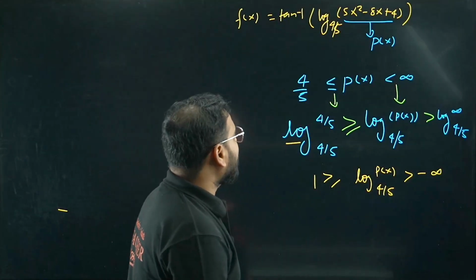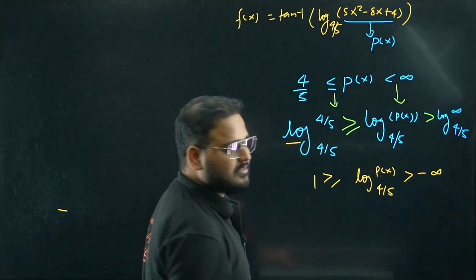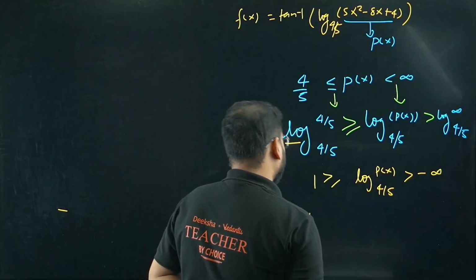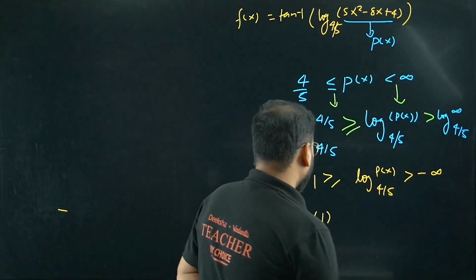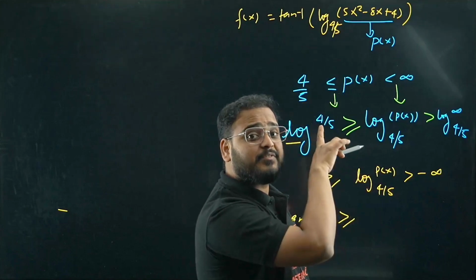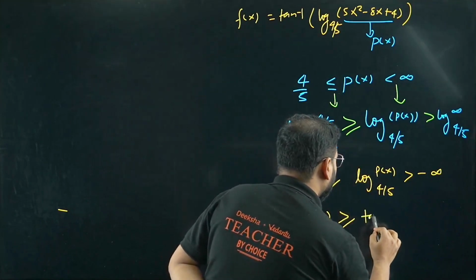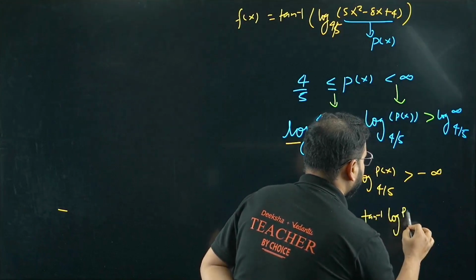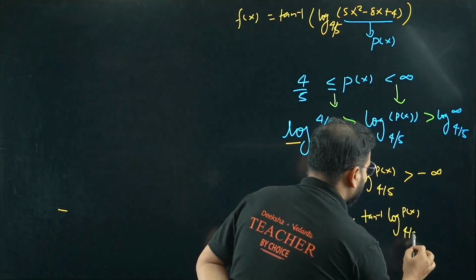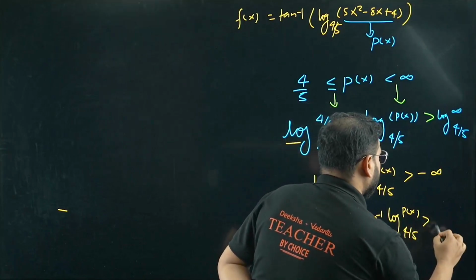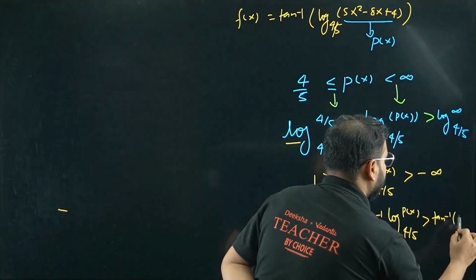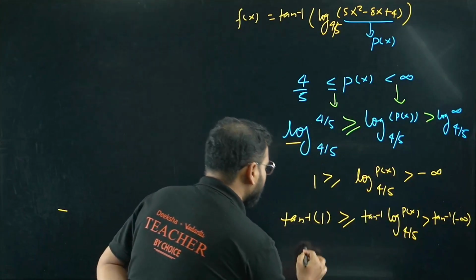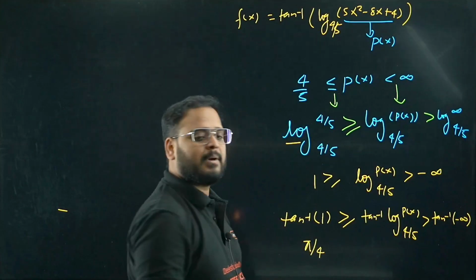What do we have to apply now? We're looking for tan inverse now. Now apply tan inverse, an increasing function. No need to change our inequality. So apply here tan inverse of 1. The inequality will remain the same, as tan inverse is an increasing function. Tan inverse of log of p(x) with the base 4 by 5, and then tan inverse of negative infinity. Check this out. How much is that going to be? Pi by 4.